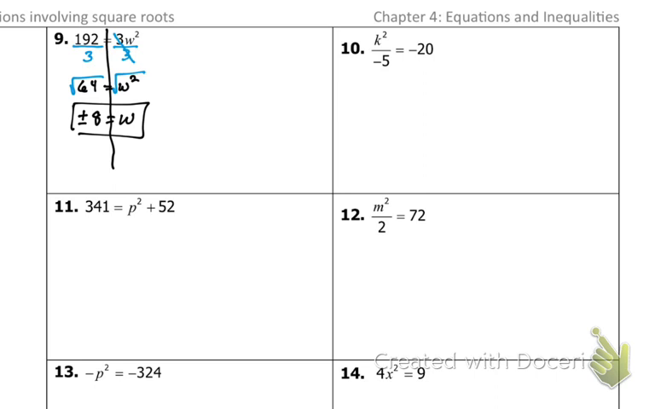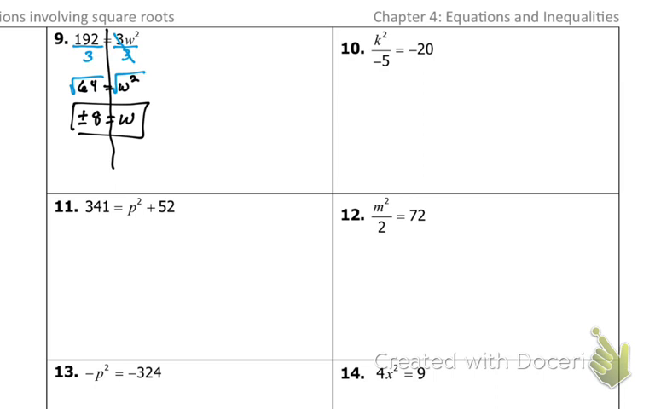Okay, number 10. Remember, we isolate the k squared first. What's on this side that's not k squared? A -5. How's a -5 attached to the k squared? Division. What's the opposite of division?